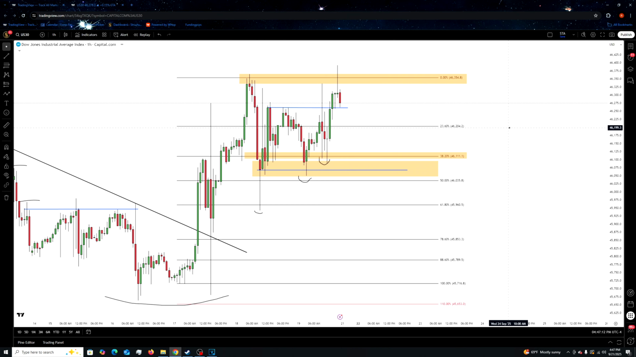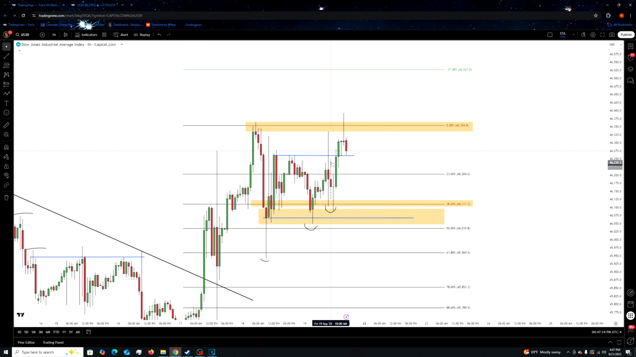And I am projecting that US 30 is going to push up to about 46,500, pretty much this green line right here, which is the negative 27%. So let's see what it can do. Right now, it has been struggling to get above this 46,350 mark, which has also been an area of resistance for the Dow Jones.